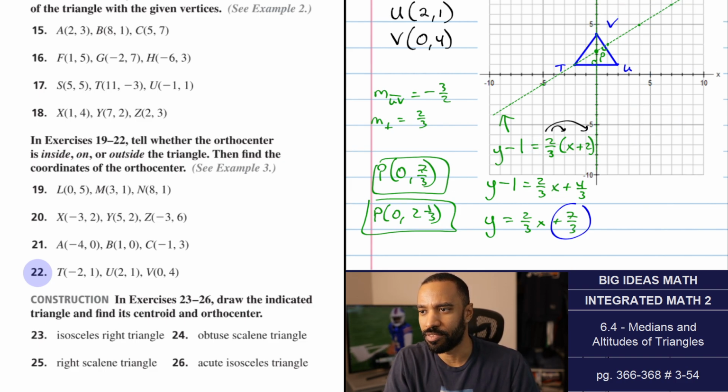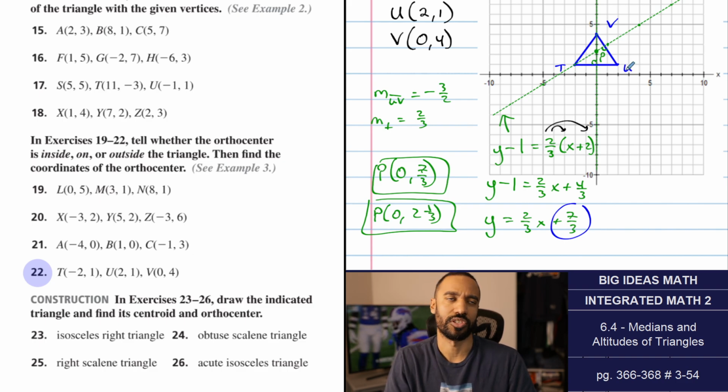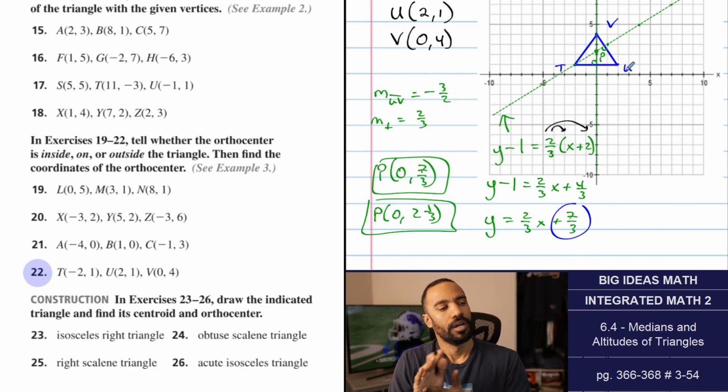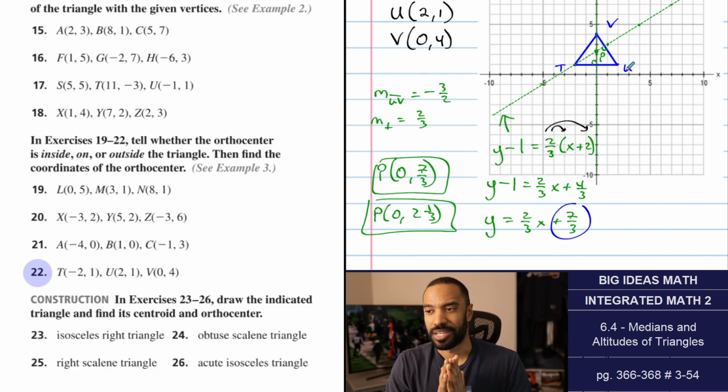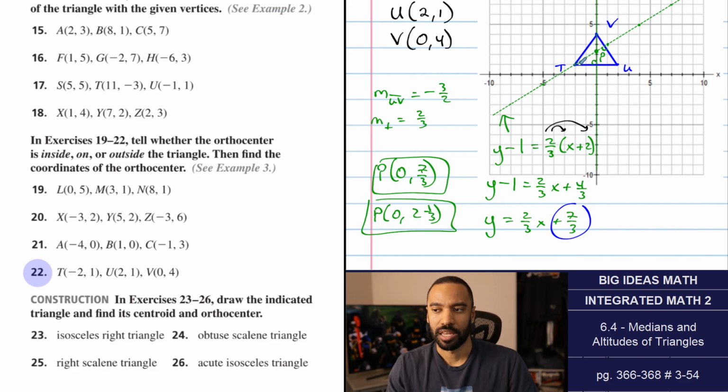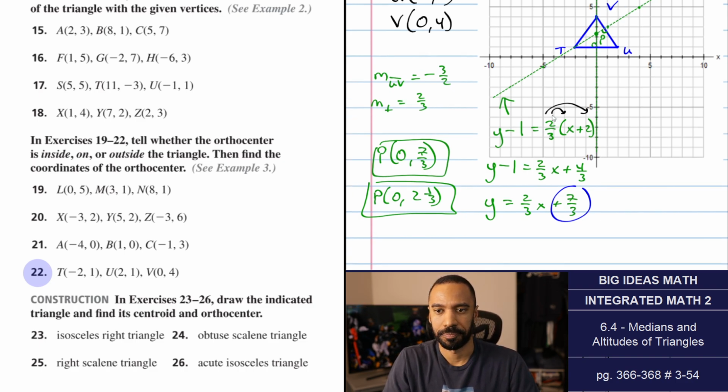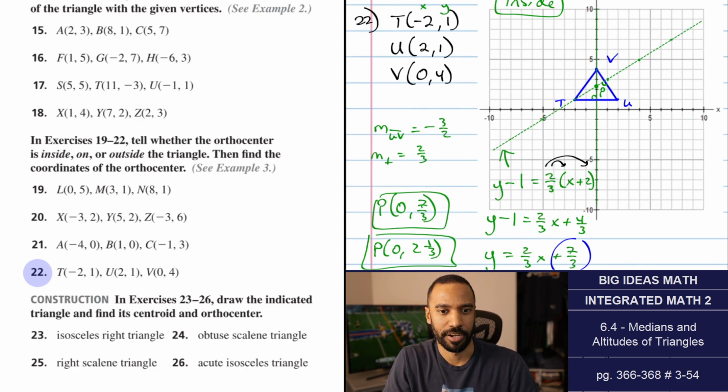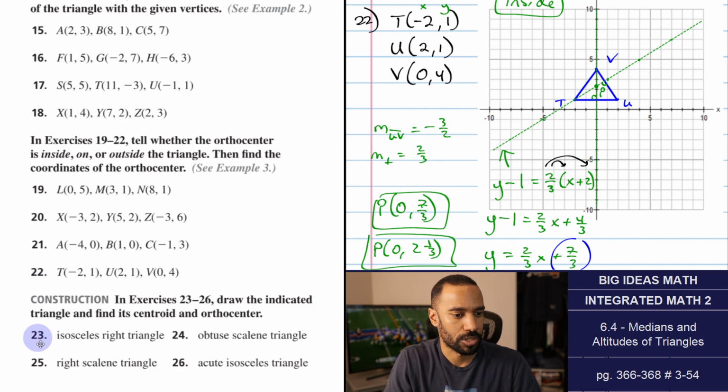Something that we did in a previous section was use y equals mx plus b and plug in a known point, such as negative 2, 1, to find the b, which is the same thing as here. Totally works out. All right, I'm going to finish with that one there. That's number 22. Let's move forward.